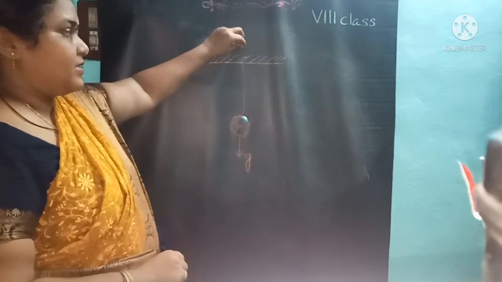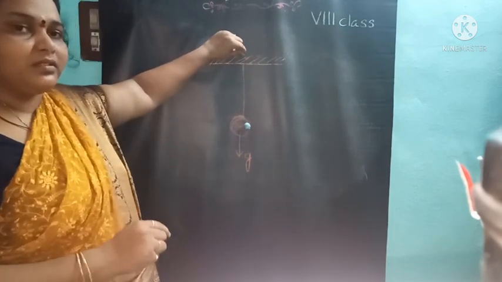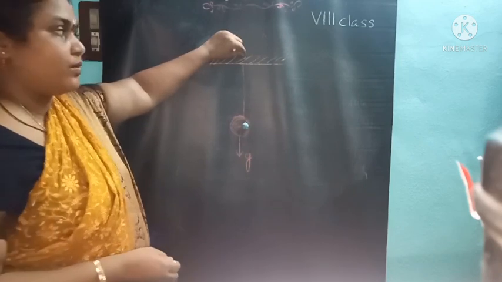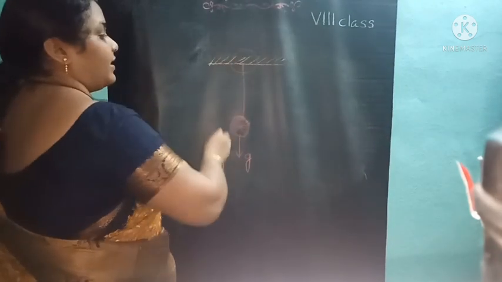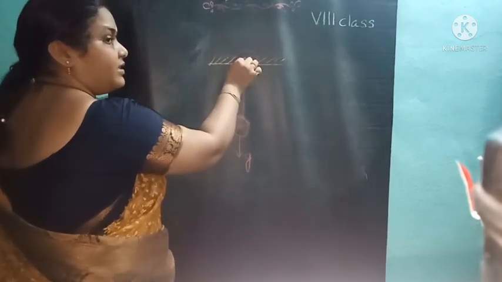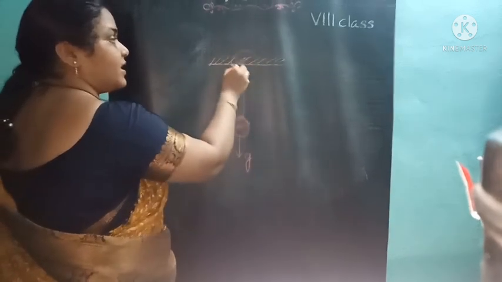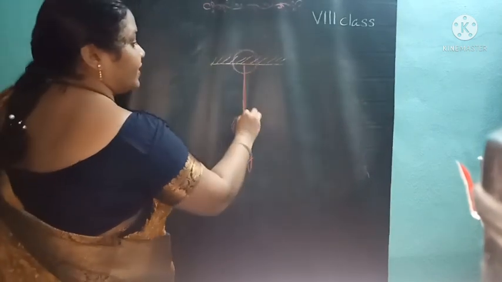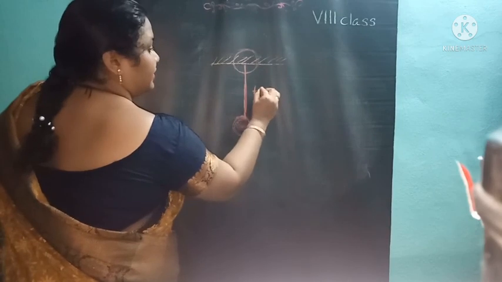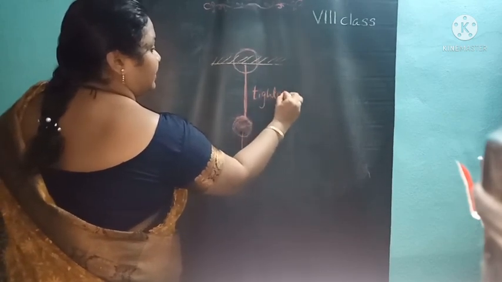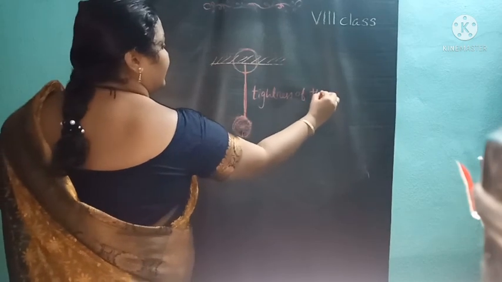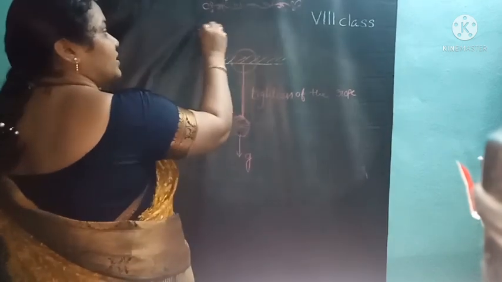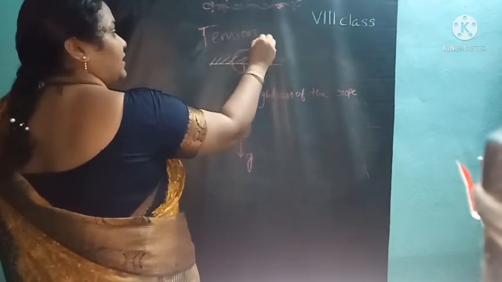When a stone is tied to the thread, what will happen? It does not fall down. So here a force is acting against the gravitational force, that is the tightness of the rope. The tightness of the rope or thread is called tension.